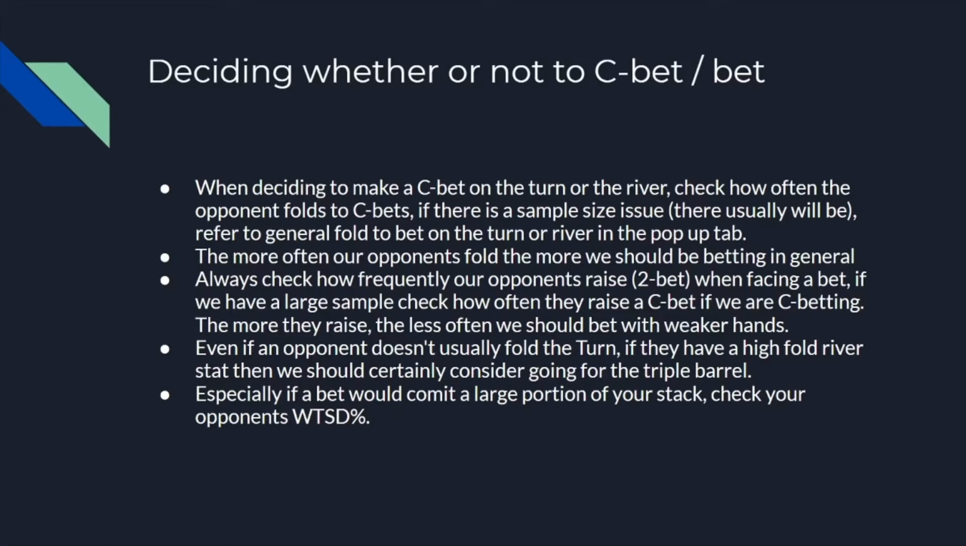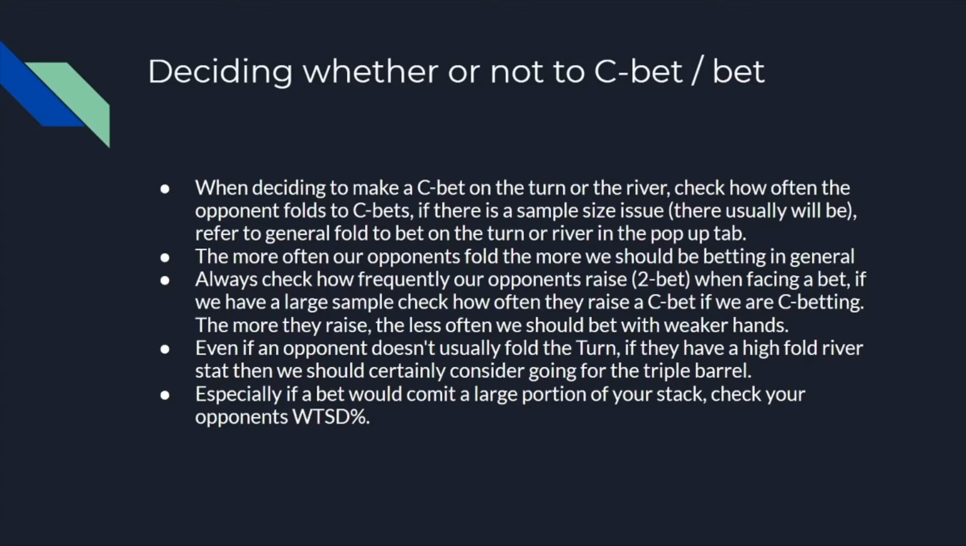We also always want to be checking how frequently our opponents raise our bets, so how often they 2-bet. If our opponent is 2-betting very frequently on the turn and river, we need to be protecting ourselves by checking more, especially with our marginal hands that cannot withstand a raise.